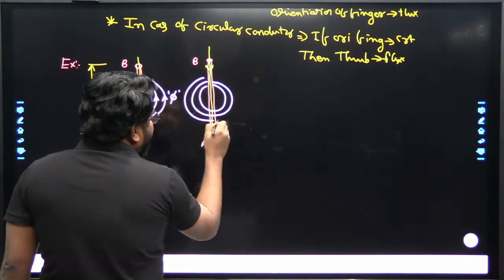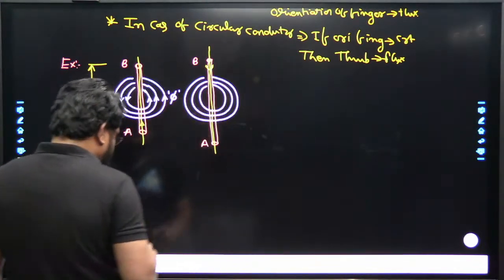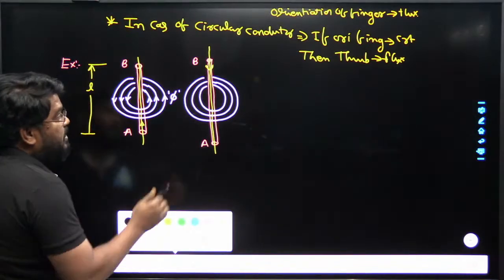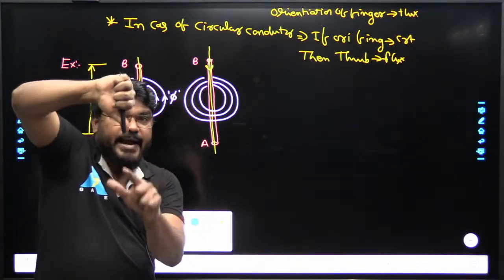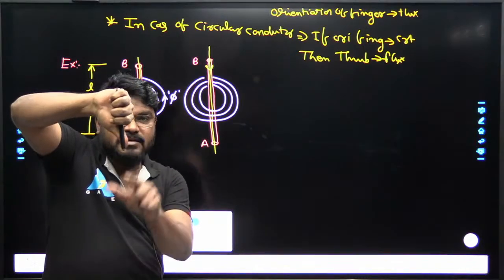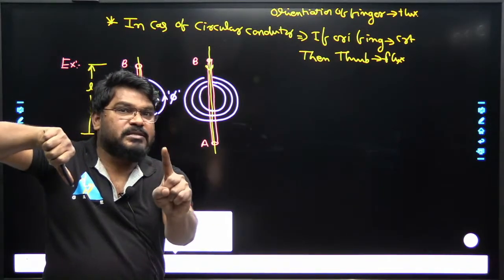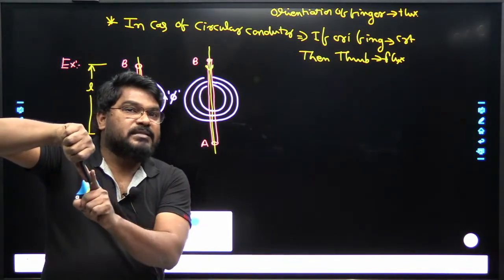So how do we find out the direction of this flux? Is it clockwise or anti-clockwise? See here, the thumb indicates the current direction. Am I right? Always in case of the straight conductor, the thumb indicates the current direction.